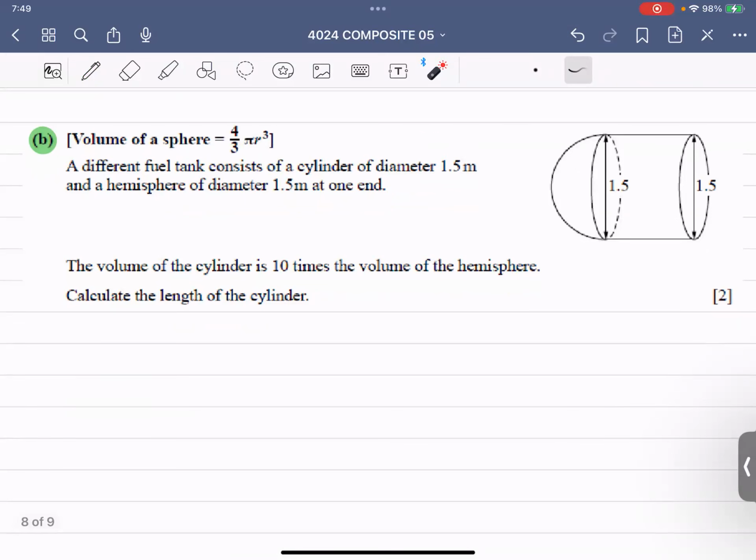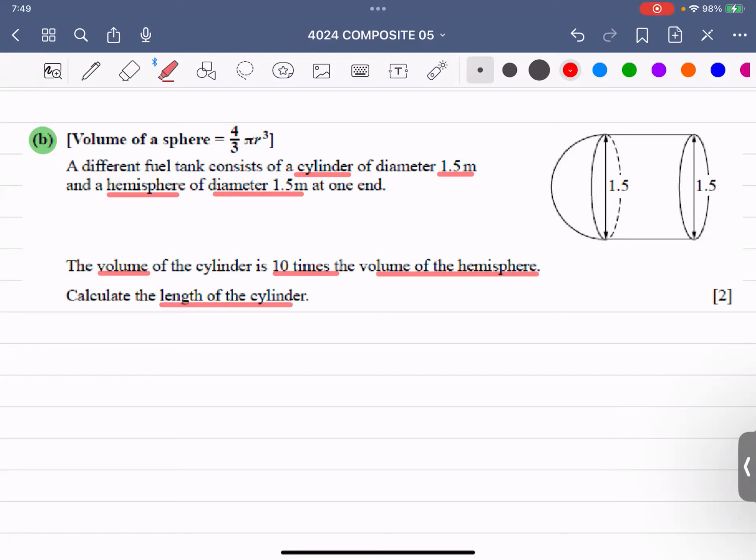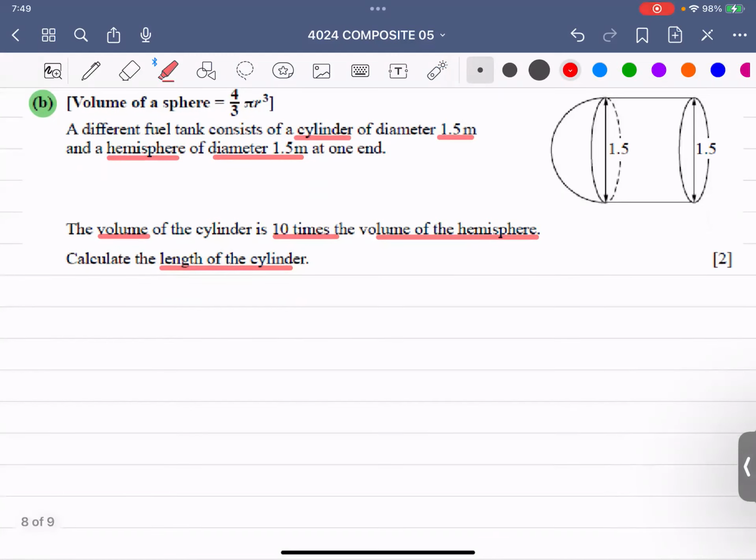Volume of sphere is 4/3 pi r cube. But remember, this is a hemisphere over here. A different fuel tank. So it's not the same one. It consists of a cylinder of diameter 1.5 and a hemisphere of diameter 1.5 at one end. So it's a composite shape. The volume of the cylinder is 10 times the volume of the hemisphere. Calculate the length of the cylinder. Now, what is this question about?